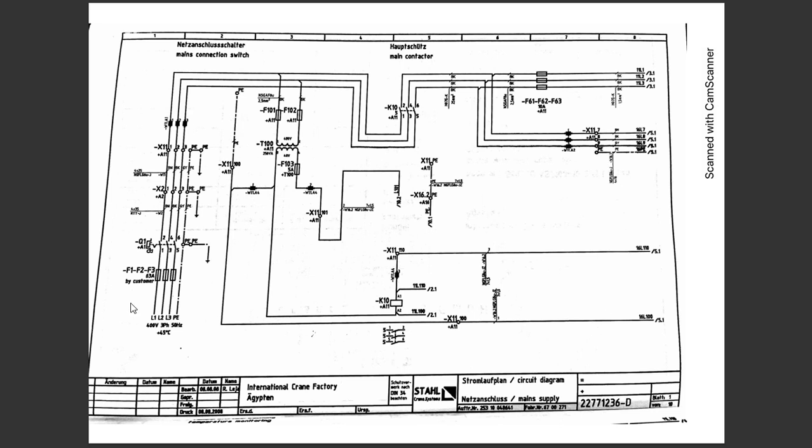Here, as you can see, we have L1, L2, L3, which is the three-phase power source coming from the electrical substation. It is 400 volt, three-phase, 50 hertz, and this power supply will go to three fuses F1, F2, F3, which are responsible for protecting the circuit from overload and short circuit. They are 63 ampere. After that we go to an electrical circuit breaker Q1, which is responsible for isolating and de-isolating the circuit. The power will move on, and here we have the main contactor K10.